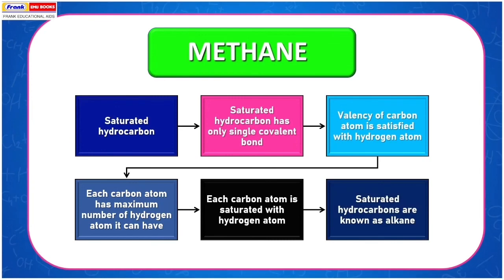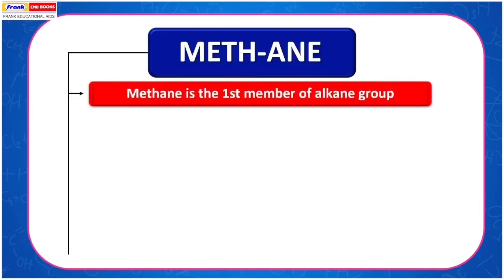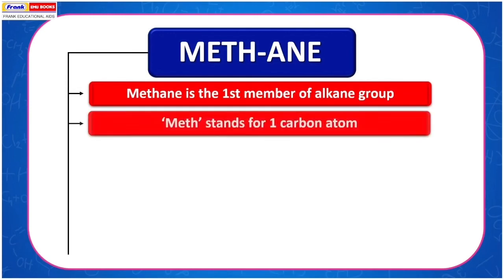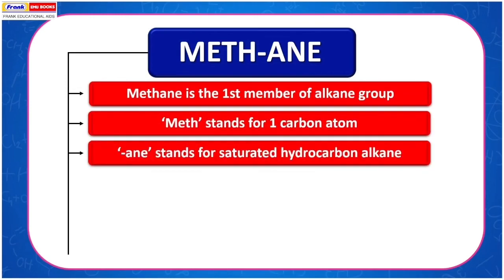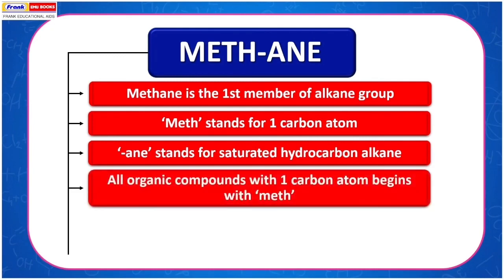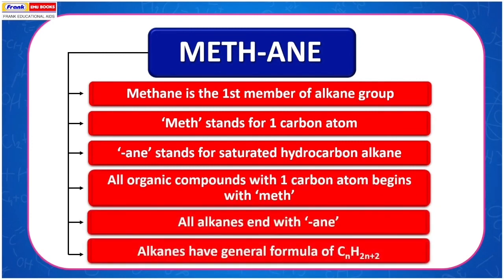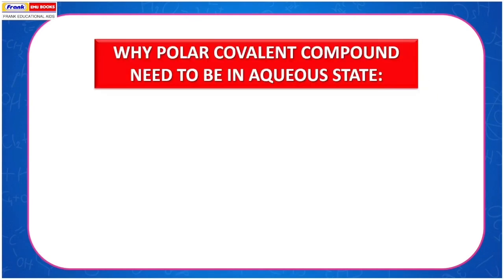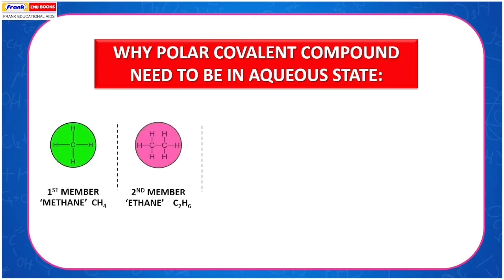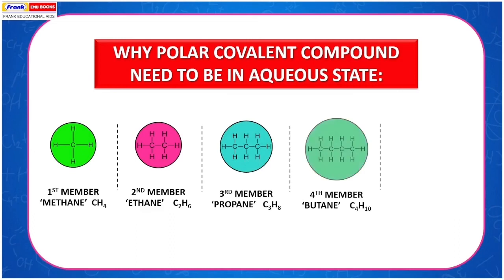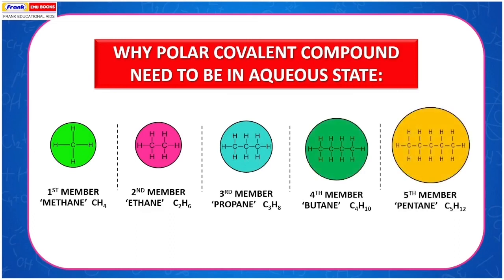Saturated hydrocarbons are known as alkanes. Methane is the first member of the alkane group. Meth stands for one carbon atom. Ane stands for saturated hydrocarbon, alkane. All organic compounds with one carbon atom begin with meth. All alkanes end with ane. Alkanes have the general formula CnH2n+2. Why does a polar covalent compound need to be in an aqueous state? First member methane CH4, second member ethane C2H6, third member propane C3H8, fourth member butane C4H10, fifth member pentane C5H12.